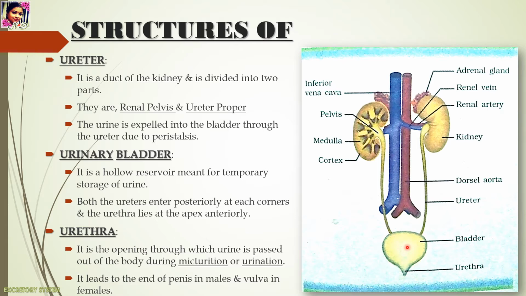Next is the urinary bladder. It is a hollow reservoir meant for temporary storage of urine. Both the ureters connect posteriorly at each corner and the urethra lies at the apex anteriorly. The urethra is the opening through which urine is passed out of the body during micturition, which is also called urination in common language. It leads to the end of the penis in males and the vulva in females.